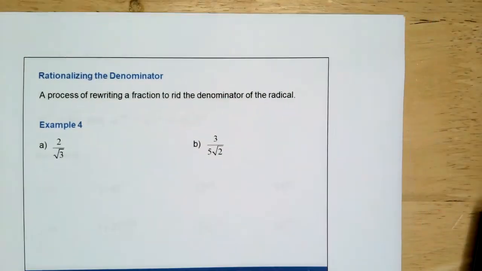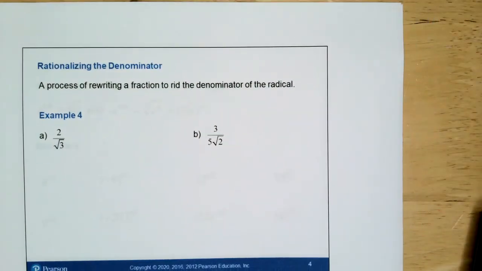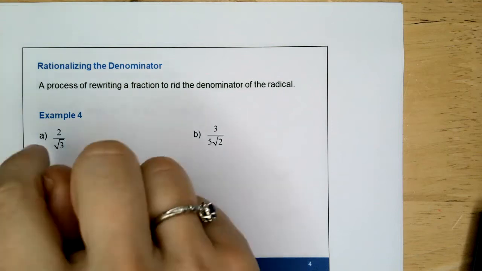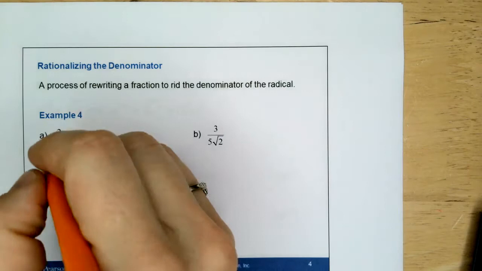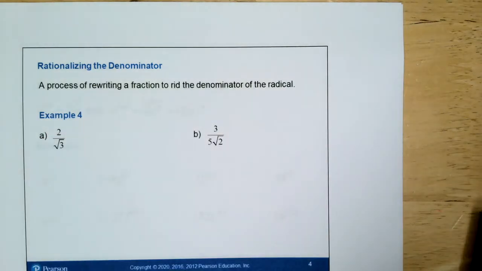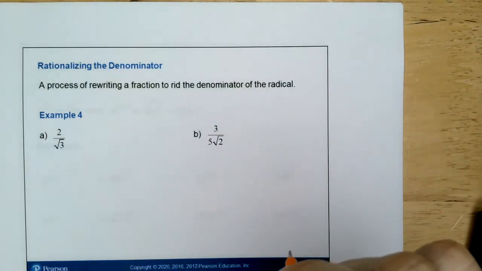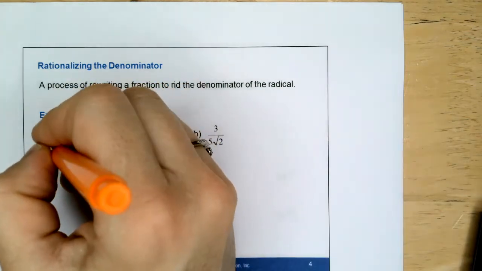Okay, now we're going to practice rationalizing the denominator. So denominator is the bottom of the fraction. We can never leave a fraction with a radical in the denominator. So we're going to rewrite the fraction to rid the denominator of the radical, to make sure there's no radical or no root in the denominator. That's all we're doing. Okay, so here I have 2 over the square root of 3.